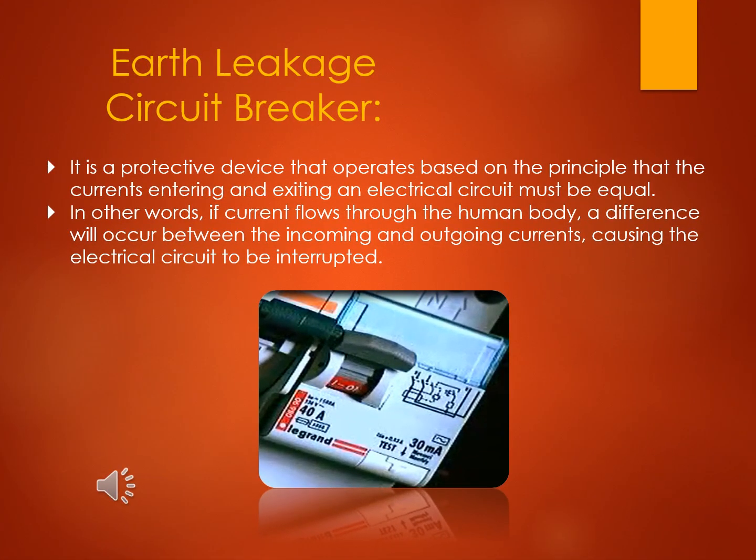Earth leakage circuit breaker is a protective device that operates based on the principle that the currents entering and exiting an electrical circuit must be equal. In other words, if current flows through the human body, a difference will occur between the incoming and outgoing currents, causing the electrical circuit to be interrupted.